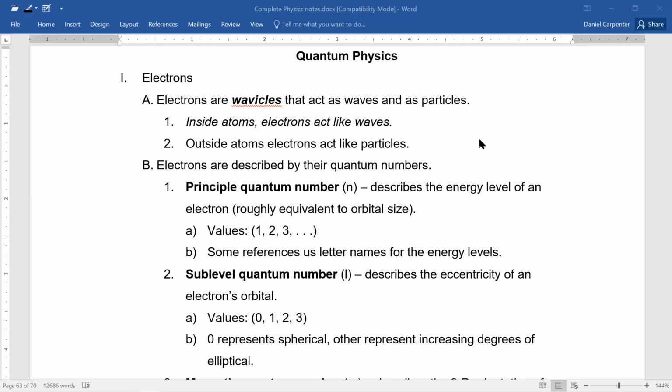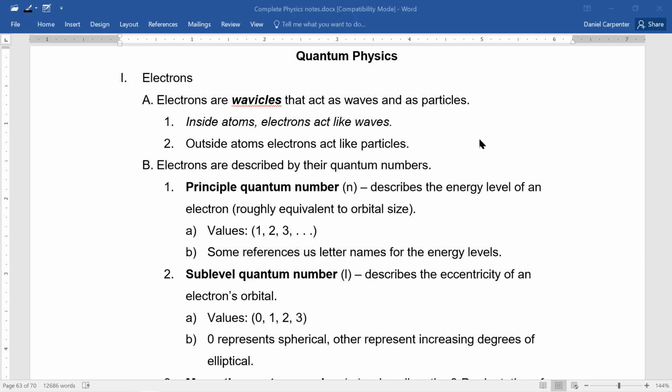In the two atoms, the first electron in the one atom would have the same quantum number as the first electron in the second atom. The second electron in the first atom would have the same quantum number as the second electron in the second atom, and so on. So they're unique in each atom.